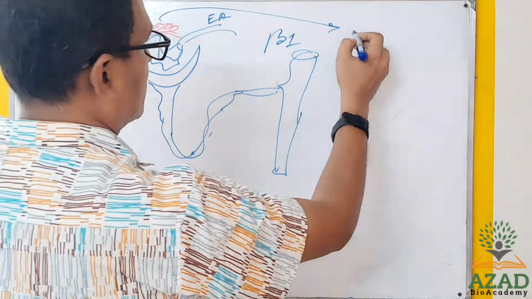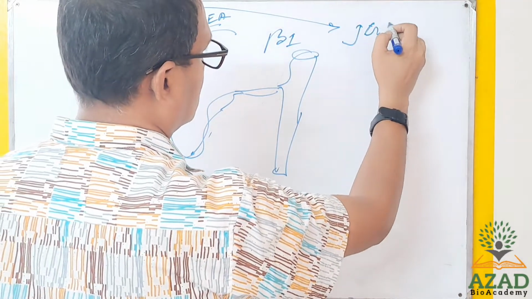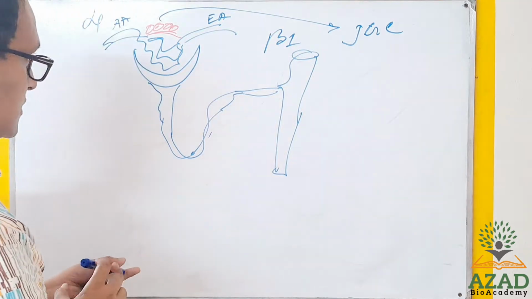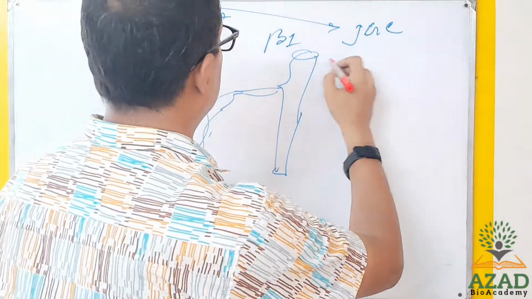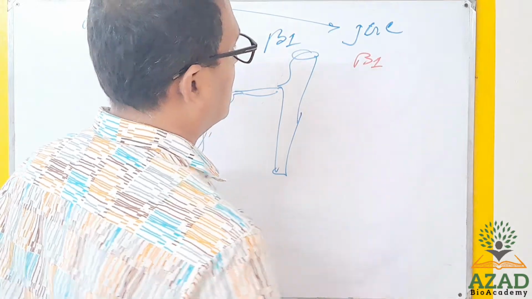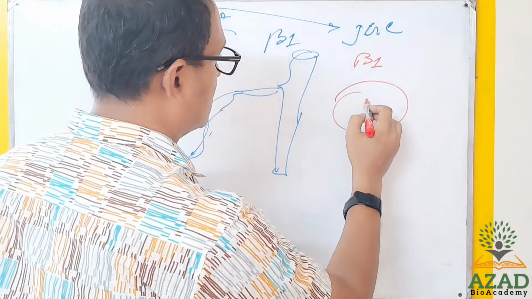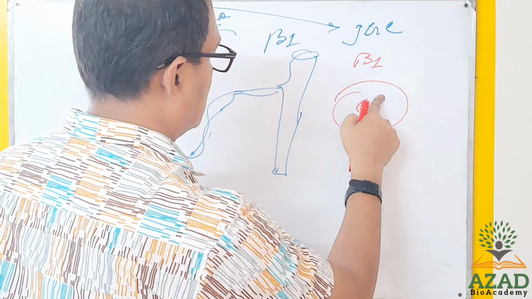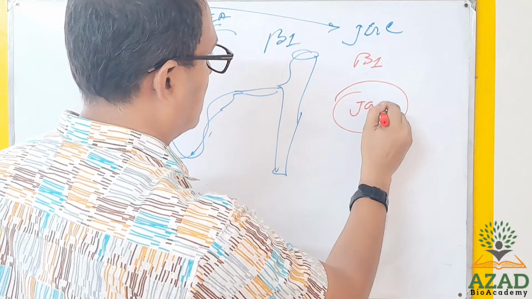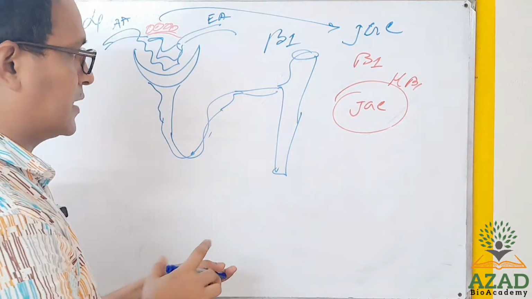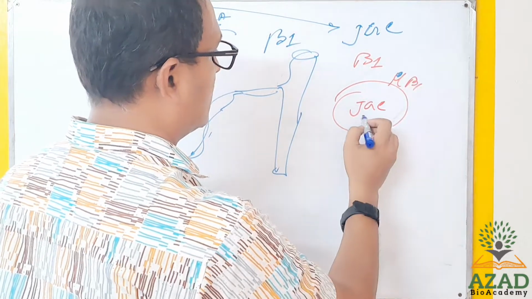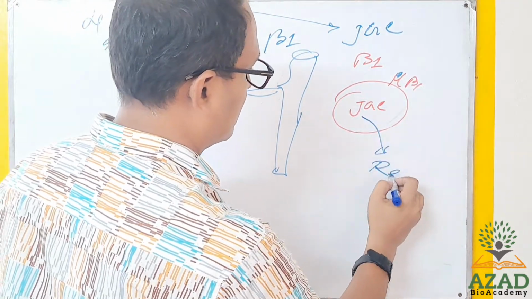That cell is called the juxtaglomerular cell, and the juxtaglomerular cell membrane carries the beta 1 receptor. So if you think this is the juxtaglomerular cell, it will carry the beta 1 receptor, and when adrenaline binds with the beta 1 receptor, then it will release renin.